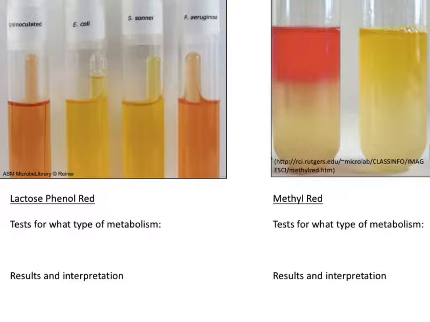It's still below 7. And so what that would indicate is that an organism is capable of being phenol red positive. It's positive for fermentation, but yet negative for the methyl red. The methyl red is really testing for, of all the acids that are produced, the stable acids are going to have a pH that's below 5.